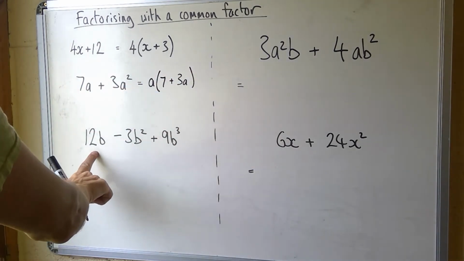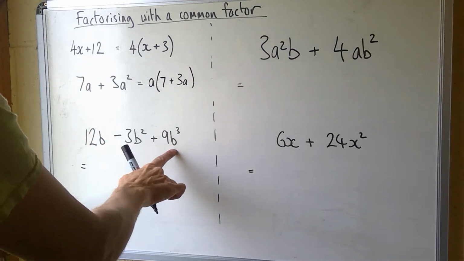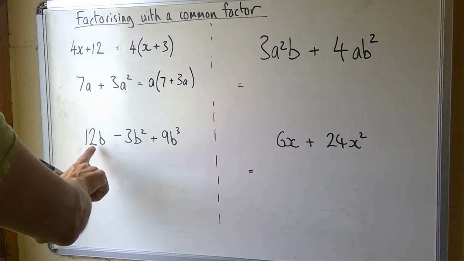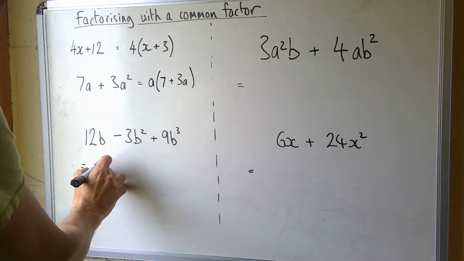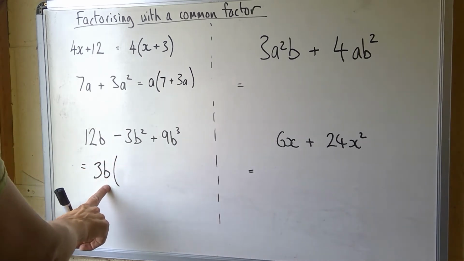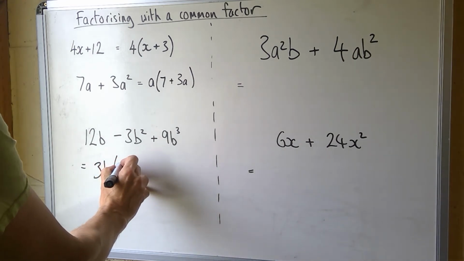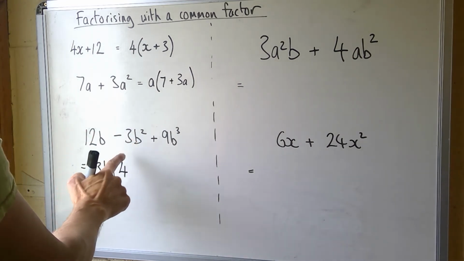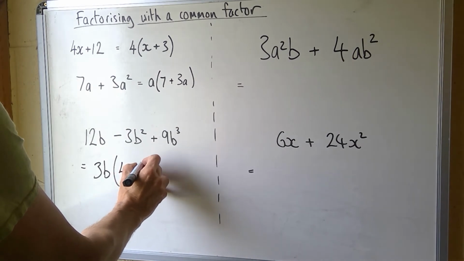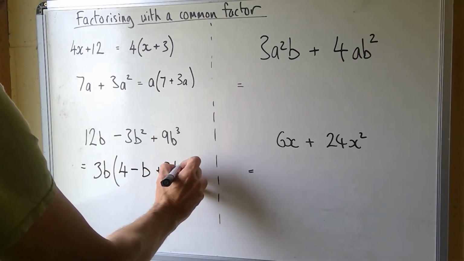If there's more than 2 terms in your expression, then you must find a common factor for all 3. The common factor for all 3 here would be 3, the number part, but also b, so it's 3b. You're always looking for the highest common factor. That's really important to factorise fully. So I'm dividing all these terms by 3b. So I'm going to be left with 4. Divide this, be careful with the signs, that's going to be negative b. And this is going to be plus 3b squared.